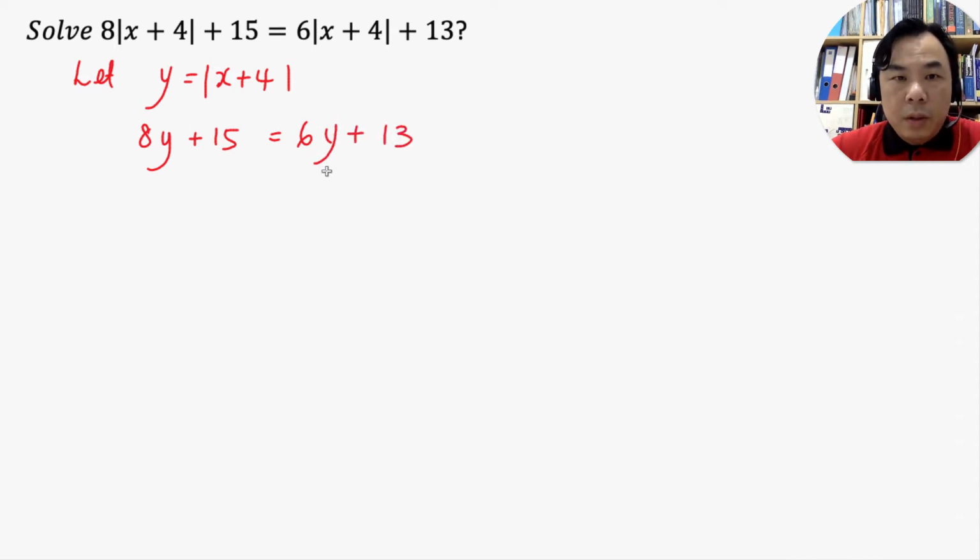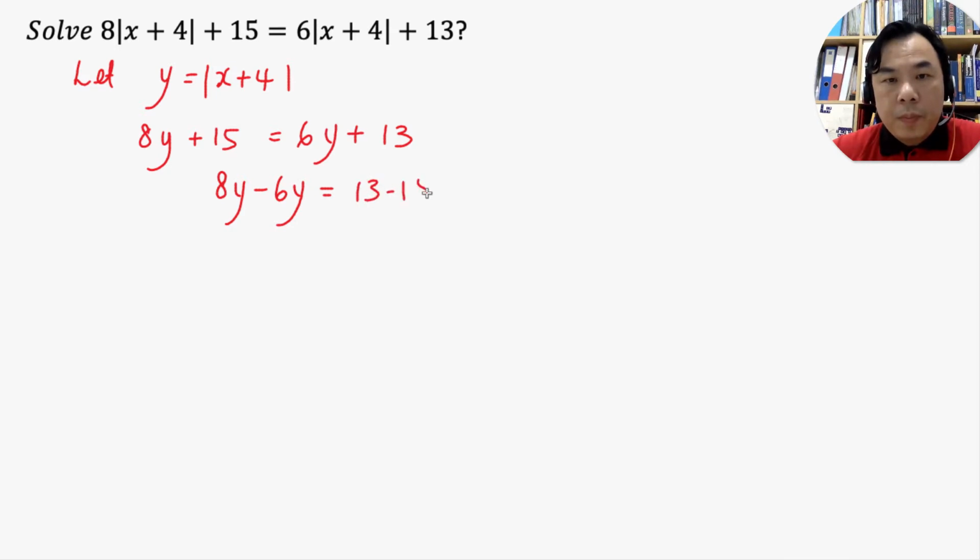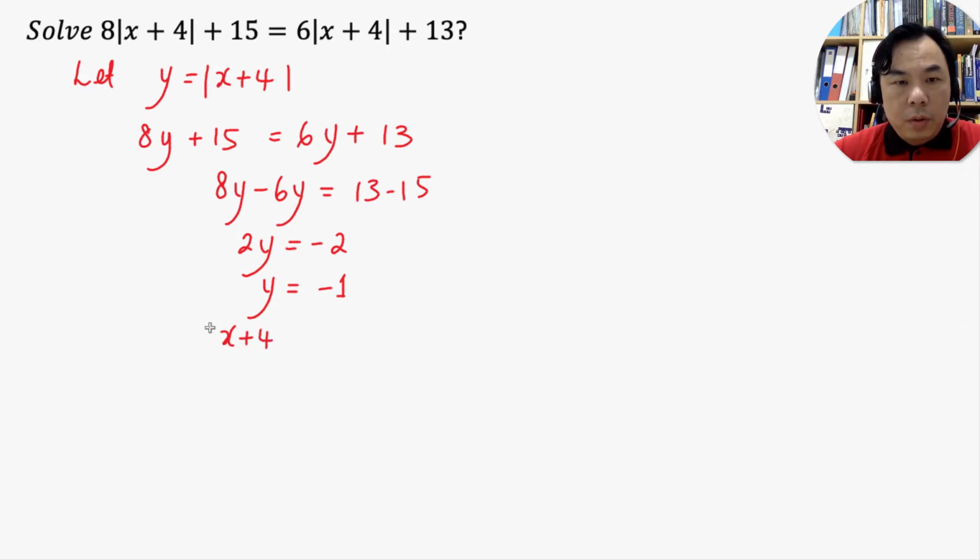okay, and then there you have it. And then from here, we can further group the like terms together. So you will have, okay, and then from here we have 2y equal to -2, and then finally you have y equal to -1. Alright. And then we're going to replace our substitution for y. In this case, we have |x + 4| equal to -1.